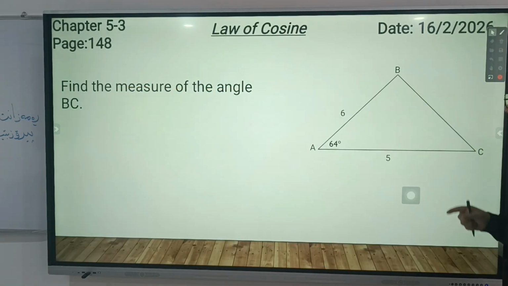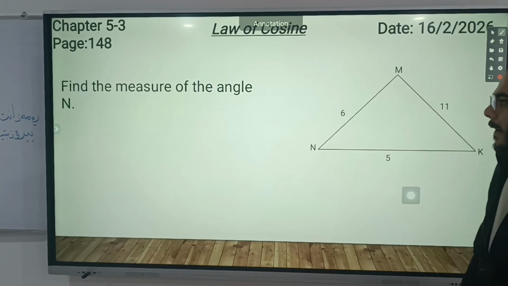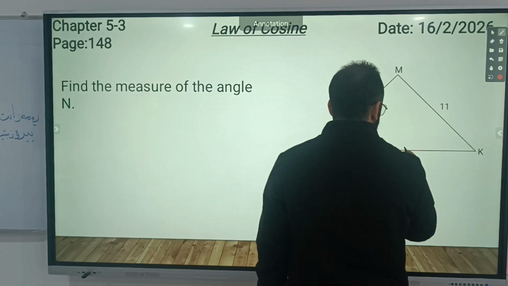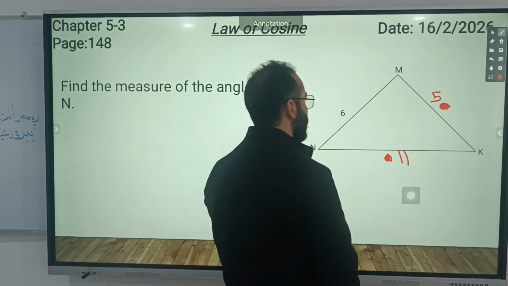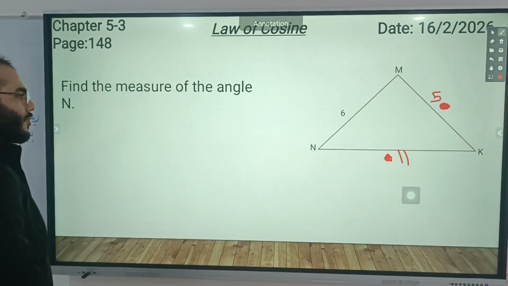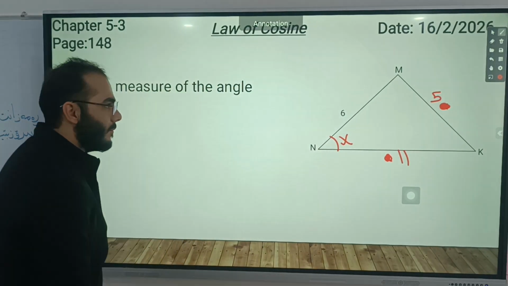Perfect. The next question, we have three sides. Sides 6, 5, and 11. While that doesn't make sense, this side is the biggest one, so this 11 is supposed to be here. Let's say 11 is here, and 5 should be here. It asks to find the measure of the angle n. So we need to find this angle. Let's name it x.